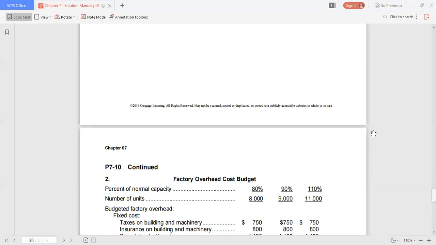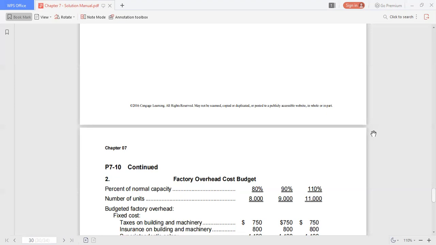And at 110% of capacity, a machine not normally in use and on which no depreciation is normally recorded will be used in production. Its cost was 18,000. It has a 10-year life, and straight-line depreciation of the given amounts will be taken.